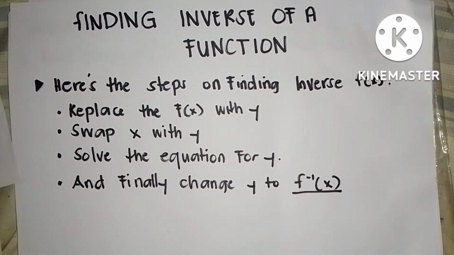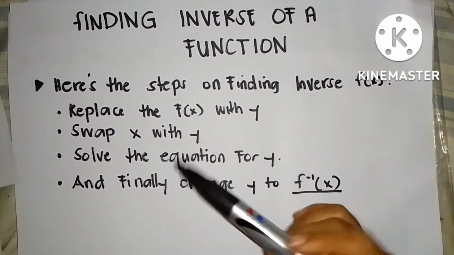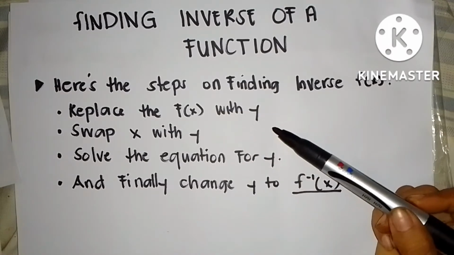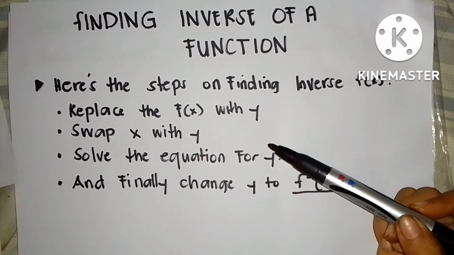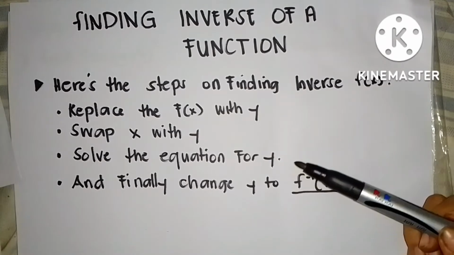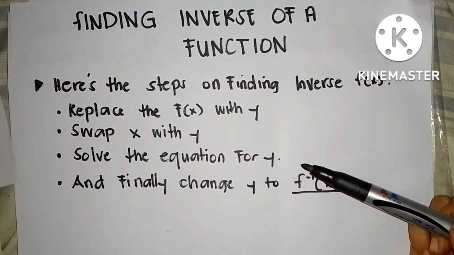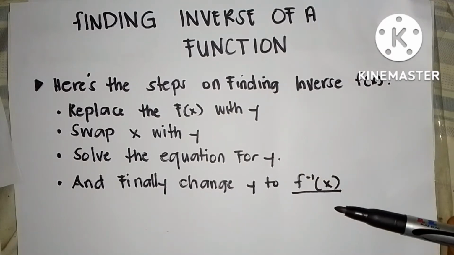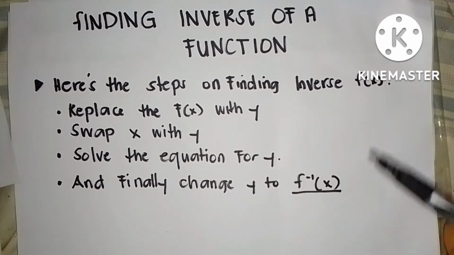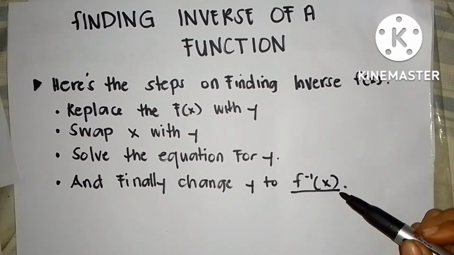So here are the steps in finding an inverse of a function. First, replace f(x) with y, swap x with y, then solve the equation for y, and finally change y into the inverse of the function. So this is the inverse of a function.